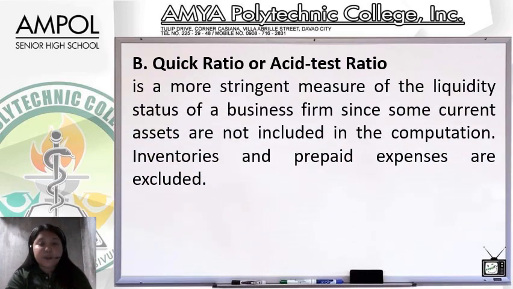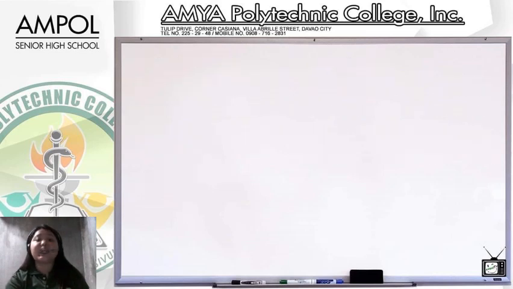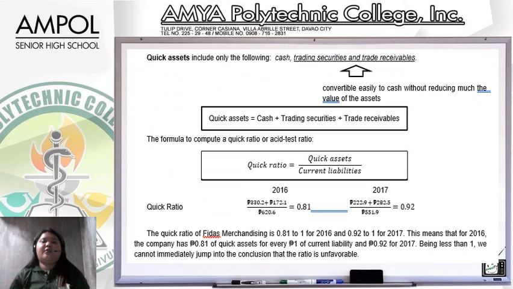So this is a more stringent measure of the liquidity status of a business firm, since some current assets are not included in the computation. So inventories and prepaid expenses are excluded. Here, quick assets include only the following: the cash, the trading securities, and the trade receivables. Trading securities and trade receivables are easily convertible to cash without reducing much the value of the assets. So the formula for quick assets is equal to cash plus trading securities plus trade receivables.